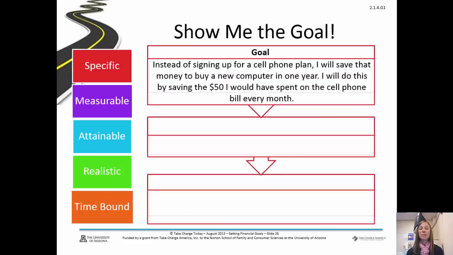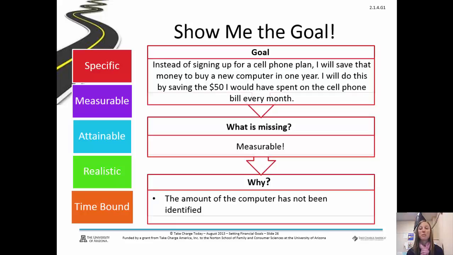And the goal: Instead of signing up for a cell phone plan, I will save that money to buy a new computer in 1 year. I will do this by saving the $50 I would have spent on the cell phone bill every month. What part do you think is missing? Take your best guess. And the answer is measurable.